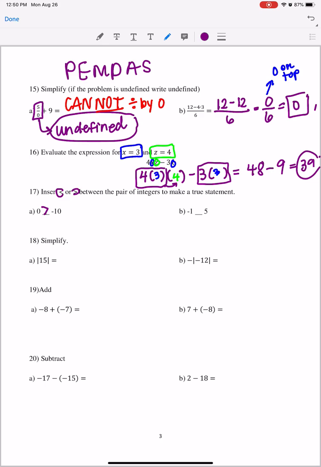B, which one is greater, negative 1 or 5? Anything that's positive is going to be bigger over negative. So this needs to eat the 5, and so that reads negative 1 is less than 5.